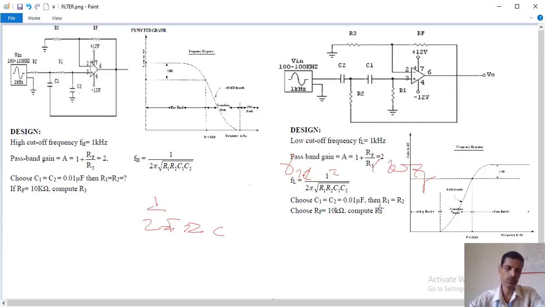Again we get a value of R equal to 1.58 kilo ohm. That's what we actually get. You can do that calculation very easily by using a calculator.